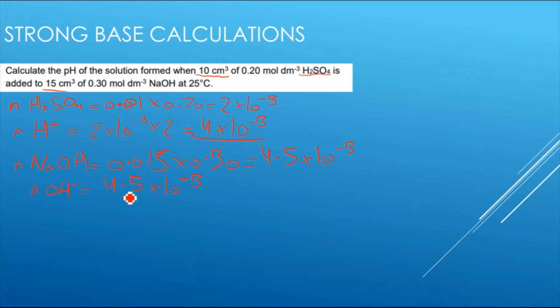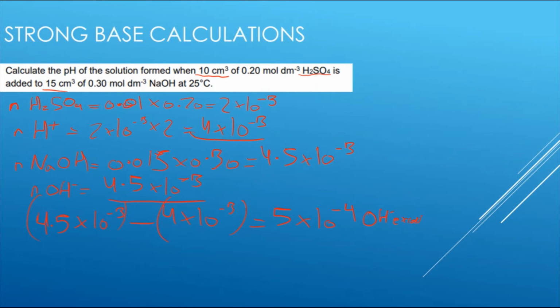By simply comparing the values of H plus moles and the OH minus moles, I can see that OH minus would be in excess. So we would find how much OH minus would be in excess. We would do 4.5 times 10 to the power of minus 3 minus 4 times 10 to the power of minus 3, and that would be 5 times 10 to the power of minus 4 moles of OH minus in excess.